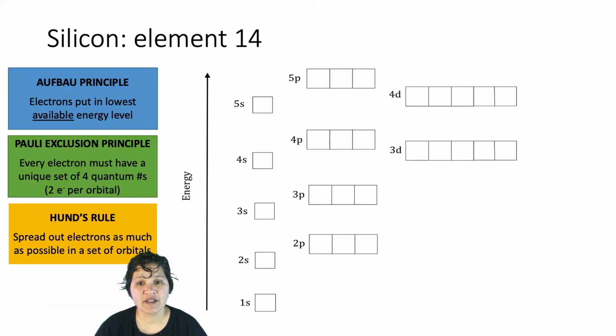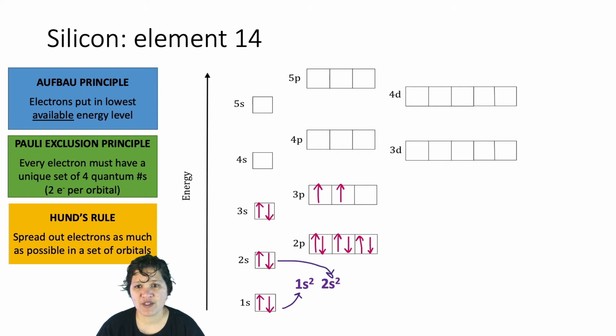Let's try a different element. Here we have silicon, which is element 14. Assuming it's a neutral atom, we will have 14 electrons. The first 2 go in the 1s, the next 2 go in the 2s, and the next 6 go in the 2p. And that uses up our first 10 electrons. So we have 4 left, and 2 of those will go in the 3s, and then the last 2 will go in the 3p. Note that both of them have the same spin. So again, we're going to write this as 1s2, 2s2, 2p6, 3s2, 3p2.